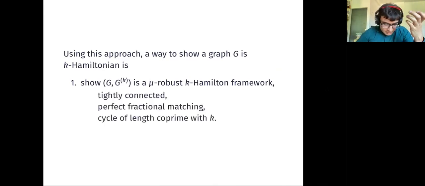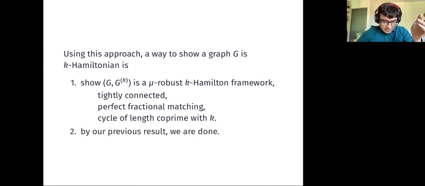And let me remind you, you need to check tightly connected, you need to check the matching, you need to check the cycle. After you have checked this, this tuple is a mu-robust Hamilton framework, and essentially you are done. As soon as you check this condition, we can find the power of Hamilton cycle for you.